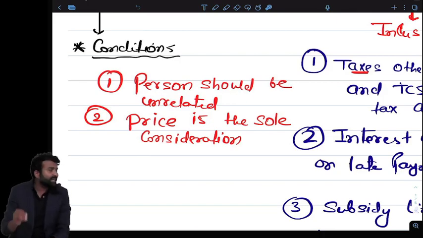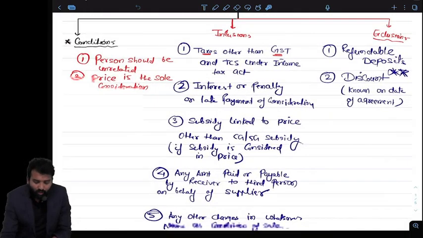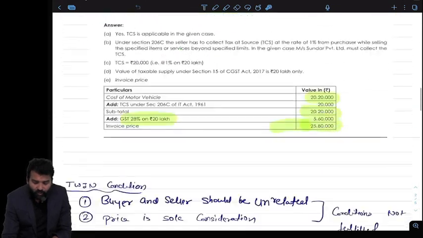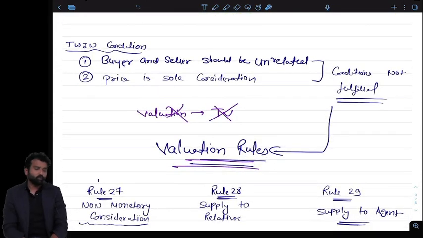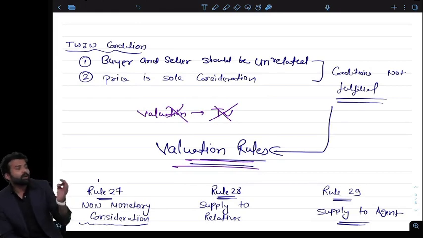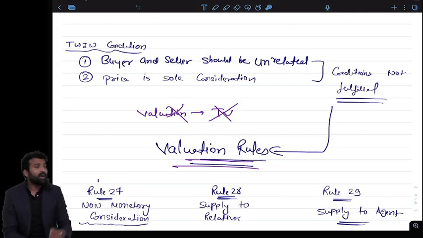If any of the conditions is not fulfilled, then what do I have to do? I have to go for valuation rules. If these two conditions are not fulfilled, I cannot use transaction value based valuation. I cannot apply transaction value as my value. I cannot use price as my value. Then I have to go for valuation rules.